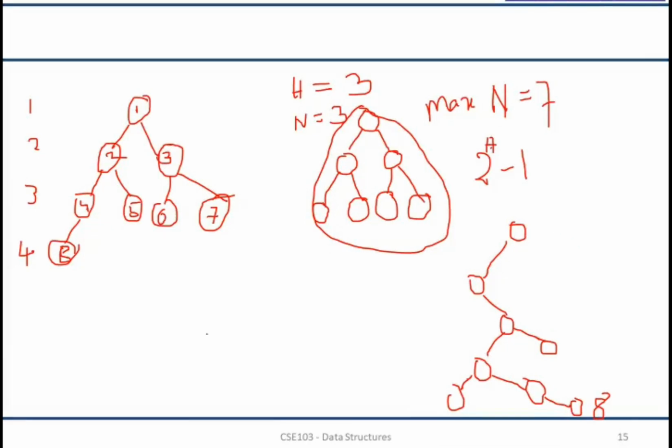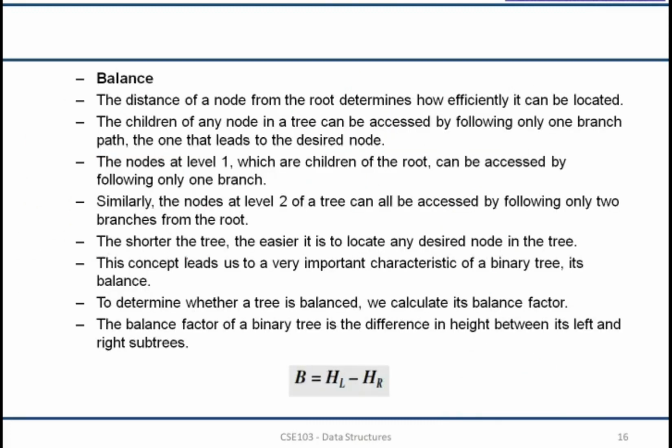Okay, the shorter the tree, the more easily we can access the nodes. That is what they are mentioning here: the shorter the tree, the easier it is to locate the nodes in the tree. This concept leads to a very important characteristic, that is balancing. If each node is balanced properly, then the tree will be shorter, and we can easily access all the nodes.